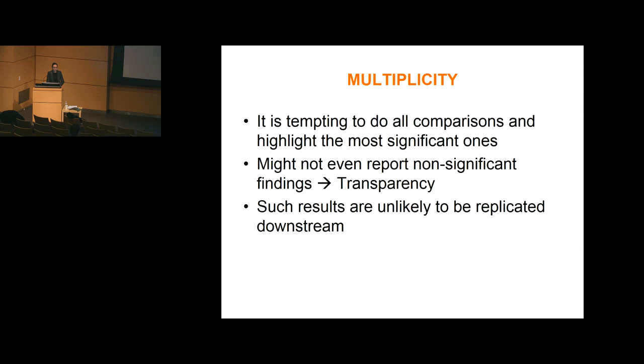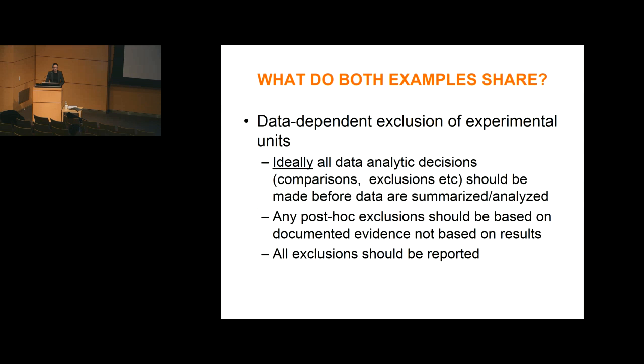It is tempting to do all comparisons and highlight the most significant, but I have been emphasizing this all along, that the more tests we do, the higher the chance we will report some significant result by chance. So such results are unlikely to be replicated downstream. What do both examples share? Data-dependent exclusions of experimental units.